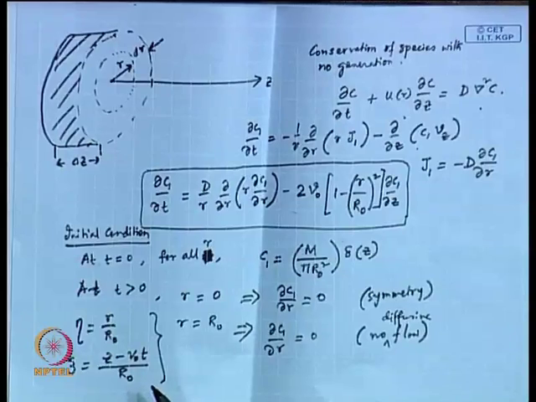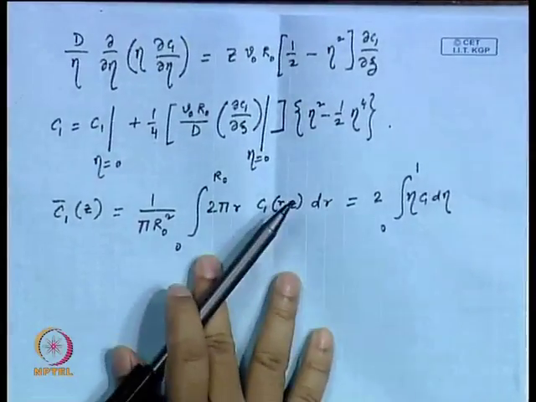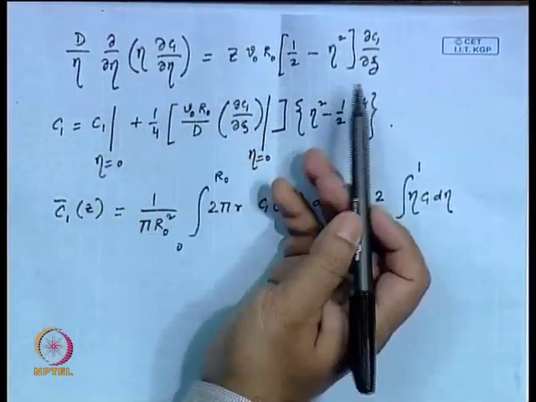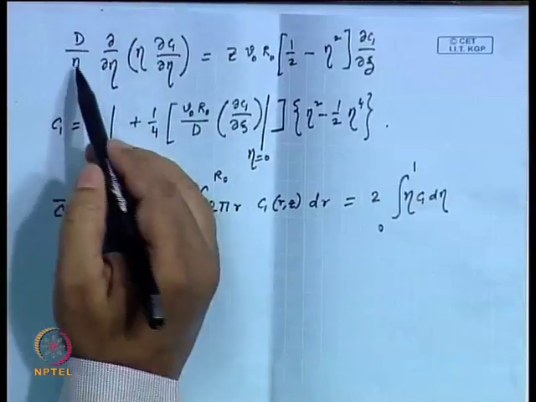Then you have introduced two dimensionless quantities: one is eta, which is equal to r by R0, that means dimensionless radius, and another is the dimensionless axial distance, zeta, which is equal to z minus V0 t by R0. Z minus V0 t arises from the moving coordinate, that means this entire spot is moving at an average velocity V0, so you are accounting for that. I said in the last class that this is a solution that satisfies the governing equation as well as the boundary conditions. Okay, and first of all, this is the converted form.